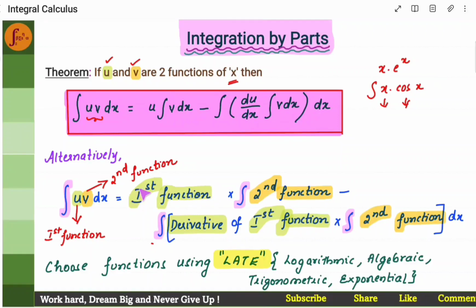And in this part, it's the first function as it is. You copy the first function. And in this part, take the derivative of the first function. And once you get the result, the entire thing, you'll have to again find the integral.